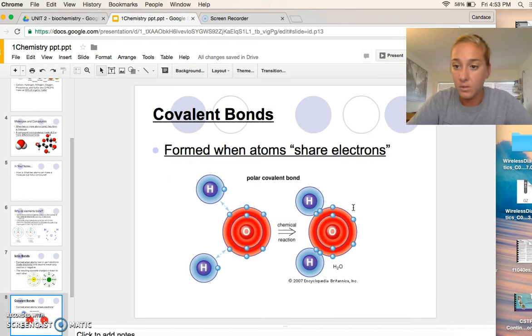Okay. The second way that atoms can complete their outer shell is through covalent bonding. And so covalent bonding is when atoms share electrons. And when they share electrons, it's like they get access to electrons from other atoms, and therefore they have a complete set in their valence shell. So water is a good example of this.